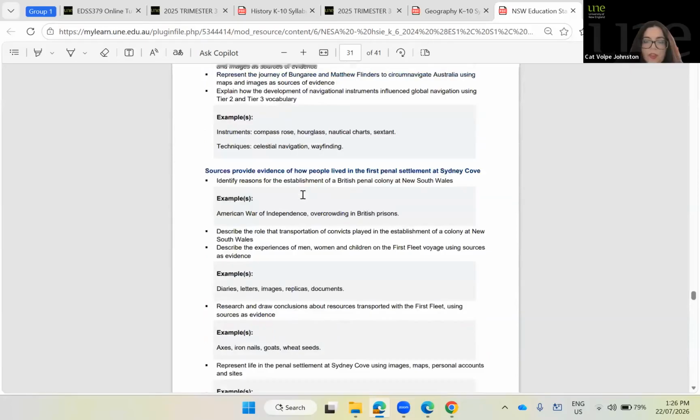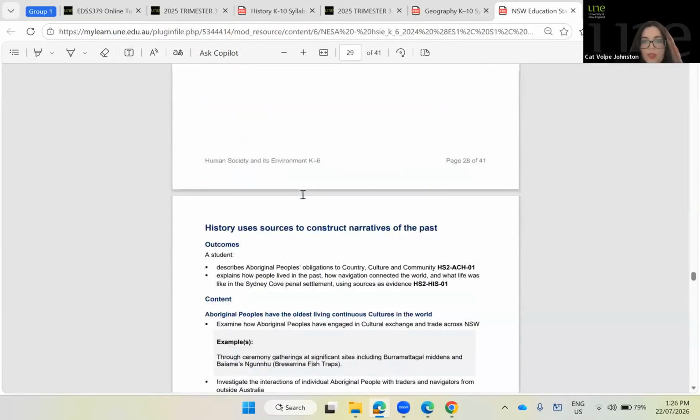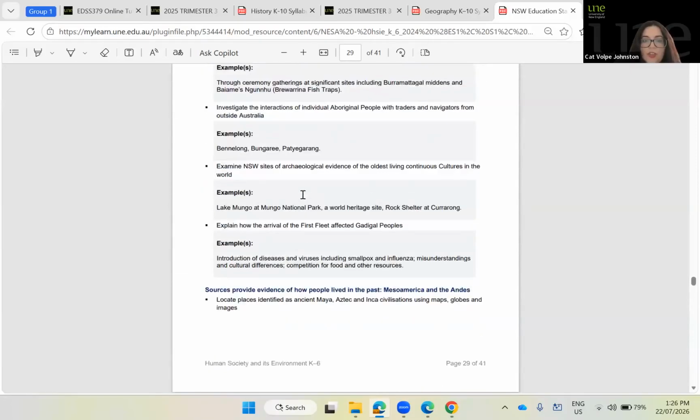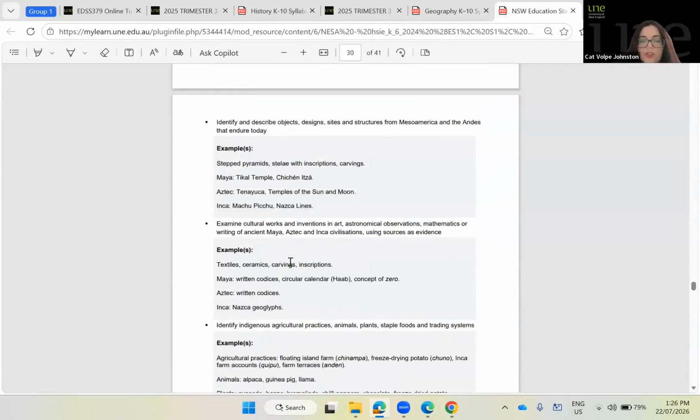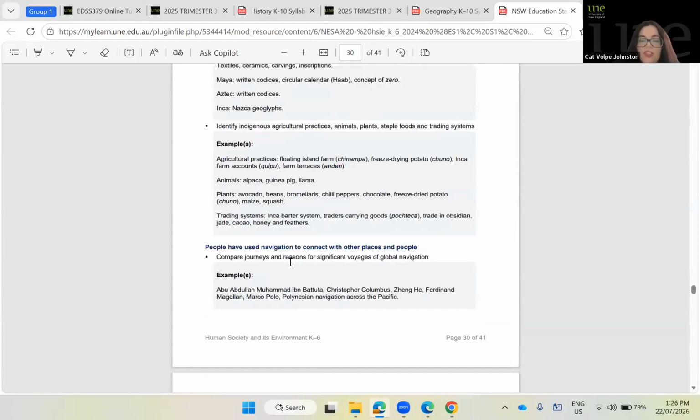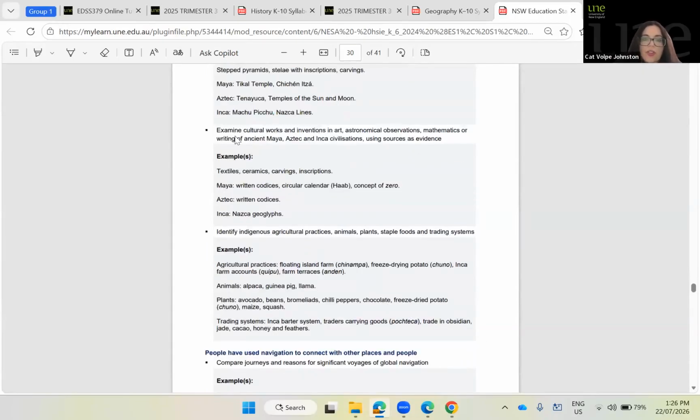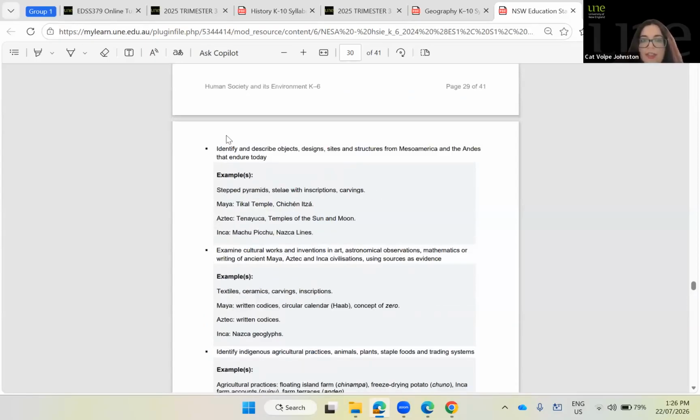Okay, this is stage 2. Sources provide evidence. That's historical skills there. You're going to be teaching students analysis and use of sources to identify indigenous or agricultural practices, to examine cultural works. So they'll be looking at some type of evidence, some type of source that will tell them something about something in the past. Identify and describe objects. This is all source analysis.